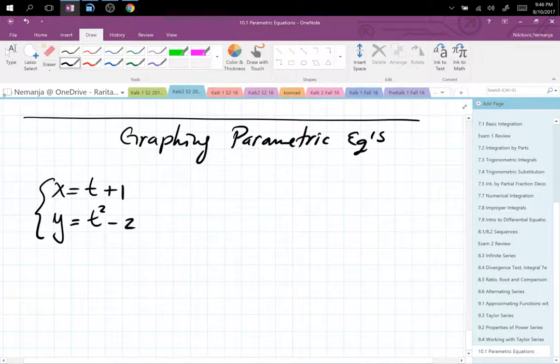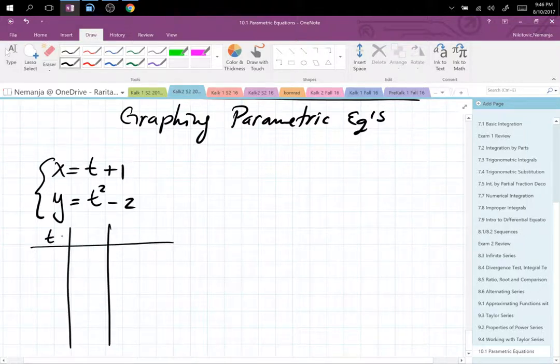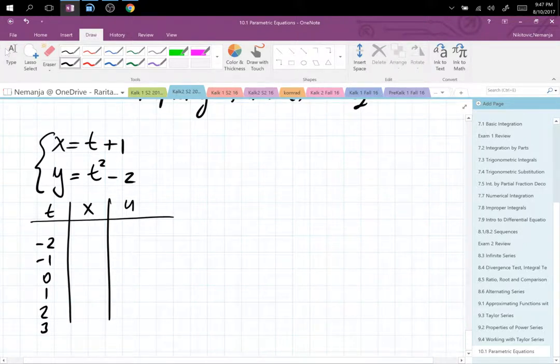You could convert this into a parabola and then go, good luck graphing it, right? You have to find the vertex and you have to spend those days figuring it out. But look at this. You pick values for t. You say that your domain, let's say, starts at -2, -1, 0, 1, 2, 3, whatever. And you compute your x and your y values by plugging t into the equations.